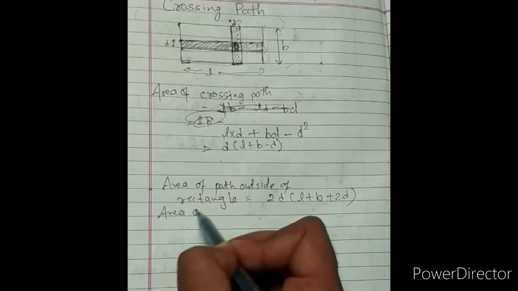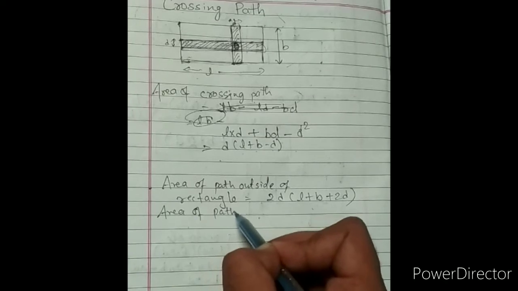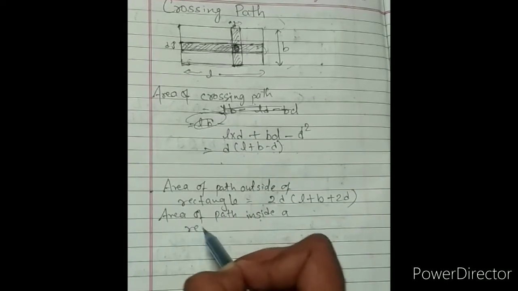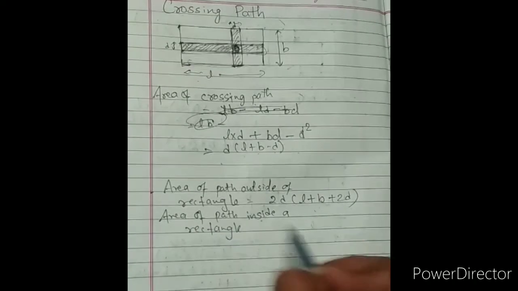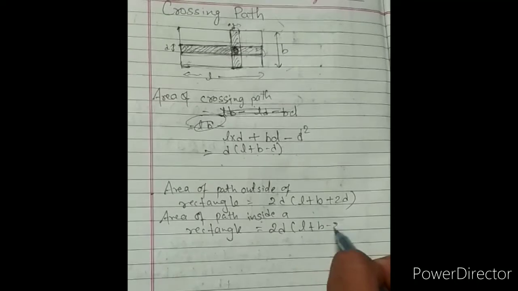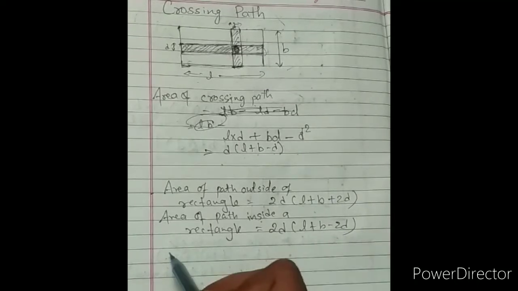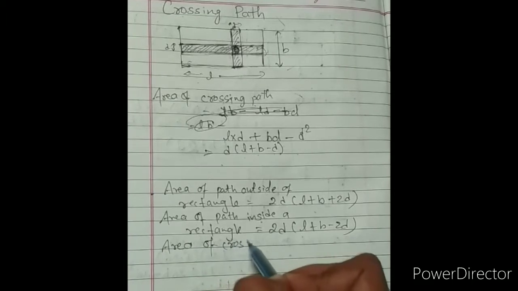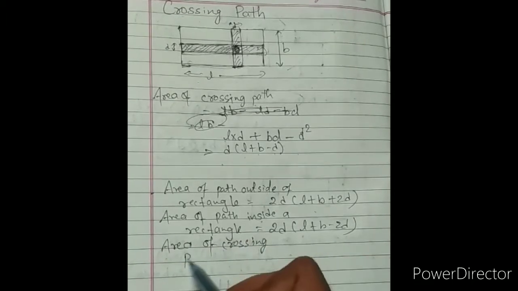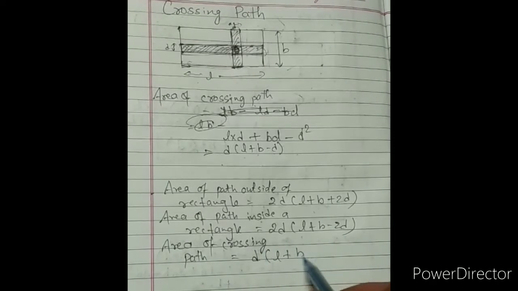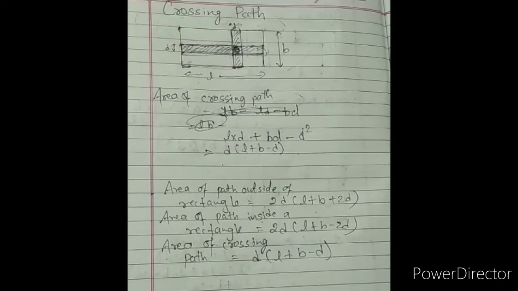And area of path inside of rectangle. Inside of rectangle, what is the formula? 2D into L plus B minus 2D, here plus, here minus. And if a crossing path is there, if the path is in midway, crossed each other, then D into L plus B minus D.